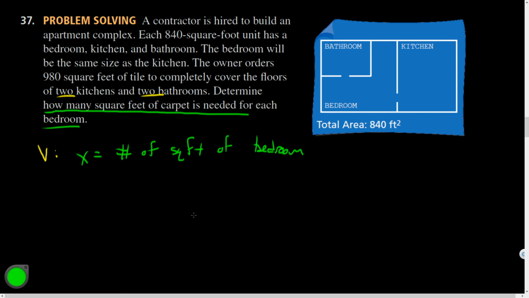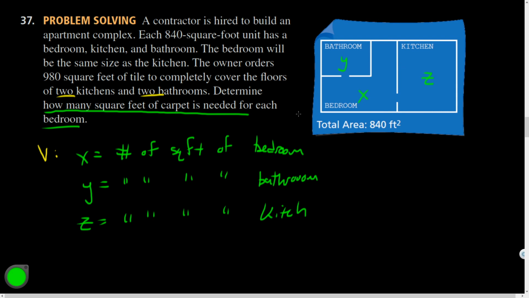And my unit's in square feet there. And so what wasn't asked in the question, but we're going to also need to know, is the number of square feet of a bathroom. I'll call that y. And z will be the number of square feet of a kitchen. Okay? And so I've got, yeah, so the bedroom is my x, the bathroom is my y, and the kitchen is my z.